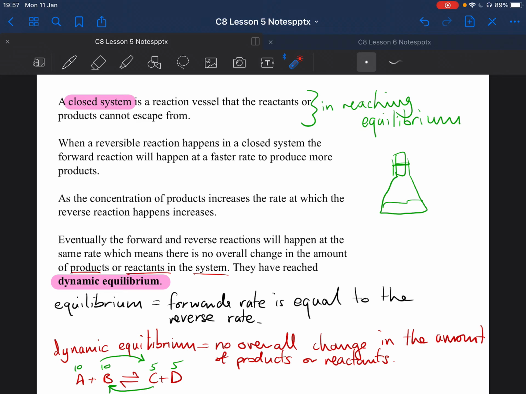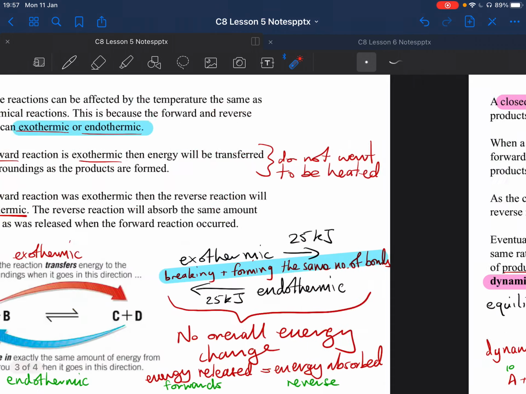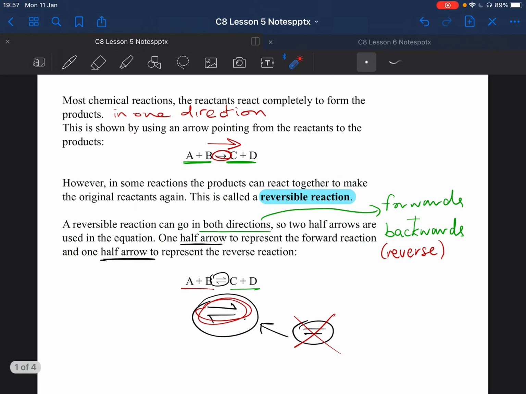It's this no overall change in the amount of products or reactants in the system. They are always going to be the same. No matter how many times the forwards reaction happens or the backwards reaction happens, you will always end up with the same amounts of each of your reactants and products on each side of your reaction. They won't change.